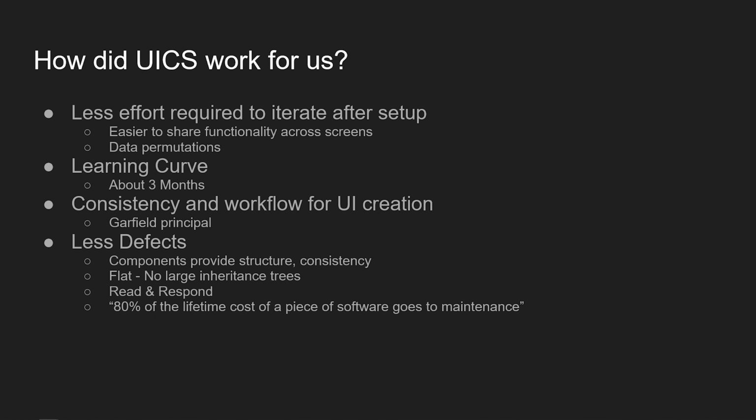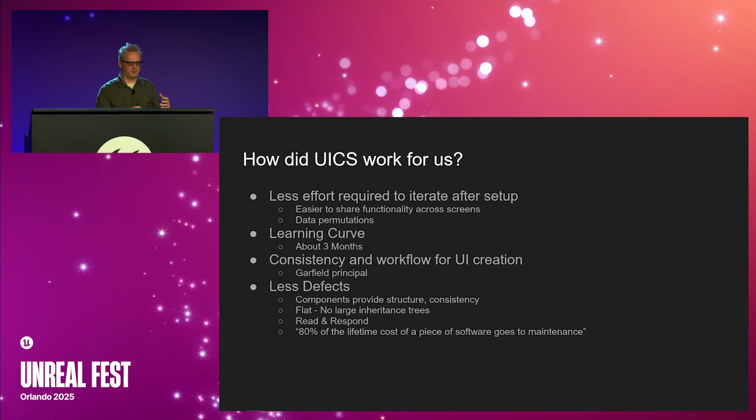And interestingly, when we got to the end of Midnight Suns, when we were taking a look at the bugs that were coming in, we had far less defects on things that were in components than other things in the system. Some of the things we identified for that is that components provide structure and consistency like we were talking about before, and they're also very self-contained. It's very hard for one component to have its functionality bleed out somewhere else.